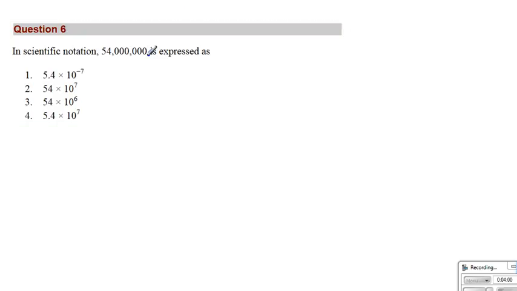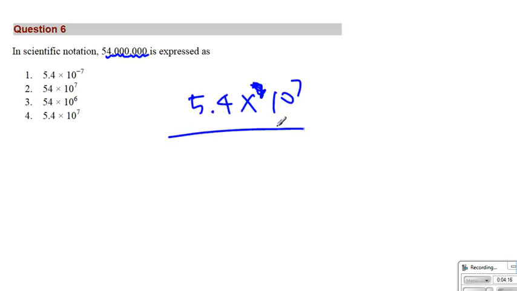Next question. Now, this is very similar to the other scientific notation, but we have to go to the left. So 1, 2, 3, 4, 5, 6, 7. So we can say this must be 5.4 times 10 to the 7th power. That becomes our answer, which is choice number 4.